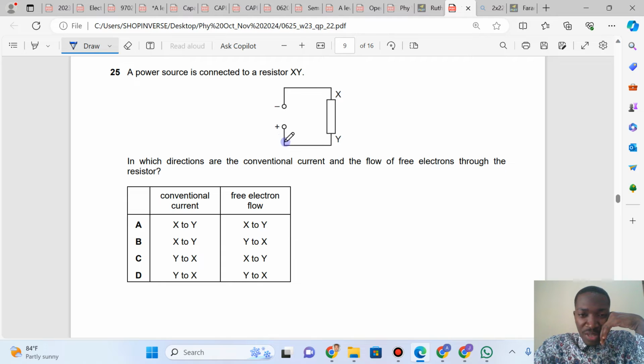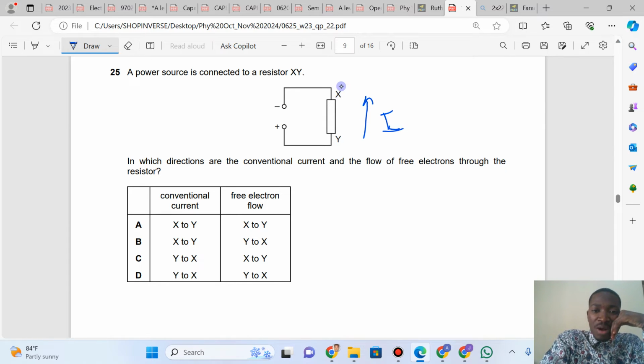Current goes from the positive terminal, flows through the wire and returns to the negative terminal. So conventional current goes from Y to X. What about electrons? Electrons are negatively charged, hence they come out from the negative terminal of the battery, go around the circuit and return to the positive terminal. So electrons go from X to Y. Current goes from the positive terminal and travels from Y to X, while electrons go the other way, from X to Y.